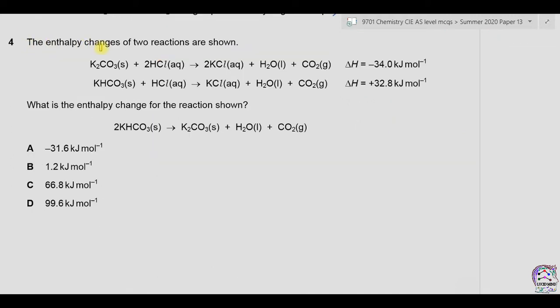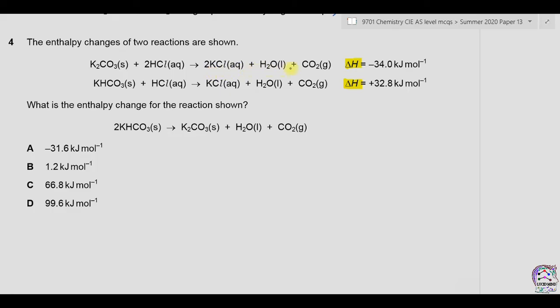Question 4. The enthalpy changes of two reactions are shown. We can see potassium carbonate reacts with HCl to produce this product. Potassium hydrogen carbonate also reacts with HCl and forms salt, water and carbon dioxide. Enthalpy changes are given. What is the enthalpy change for the reaction shown below? So we have to find the enthalpy change for this given reaction.